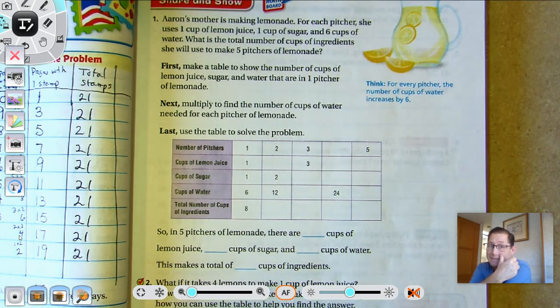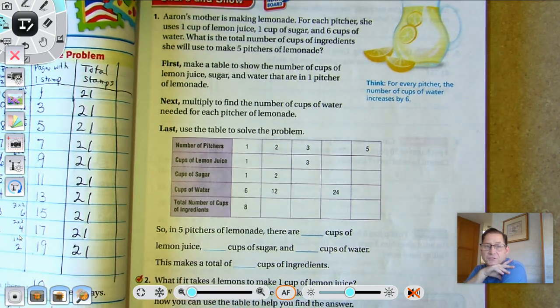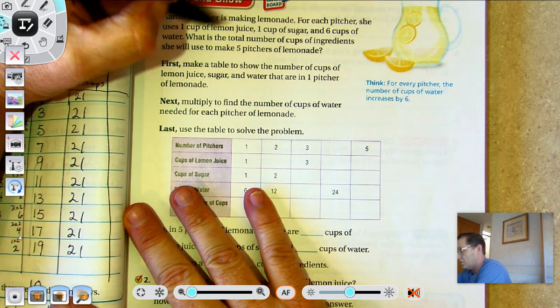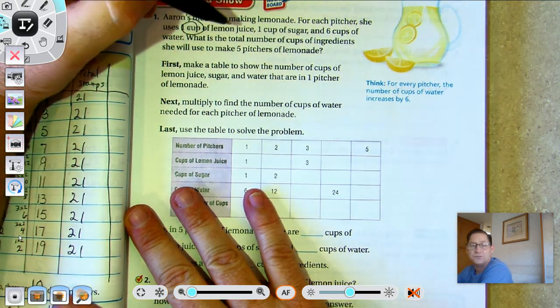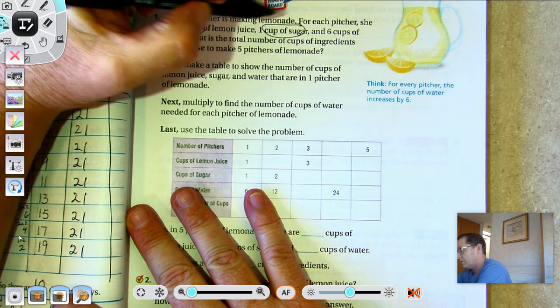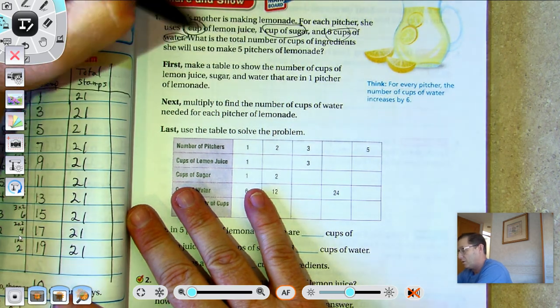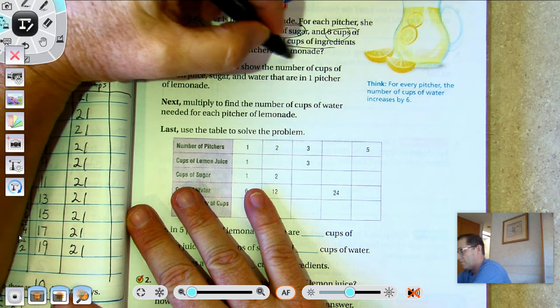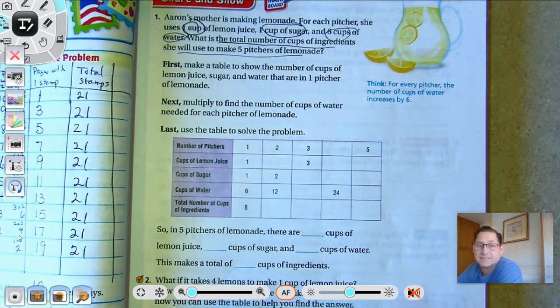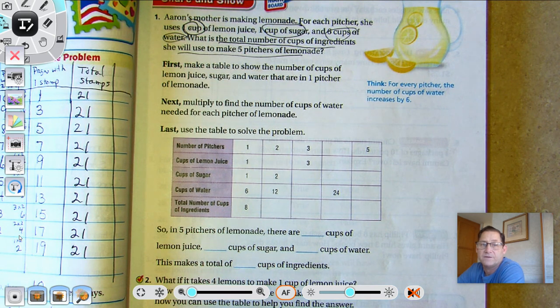All right, 179. Aaron's mother's making lemonade. For each pitcher, she uses 1 cup of lemon juice, 1 cup of sugar, 6 cups of water. What is the total number of cups of ingredients she will use to make 5 pitchers of lemonade? All right, so we need to know that she's got to use 1 cup of lemon juice, 1 cup of sugar, 6 cups of water. And we need to know the total amount of ingredients.